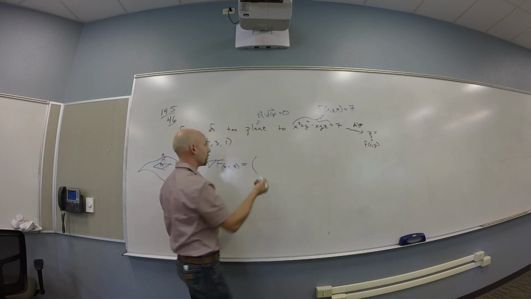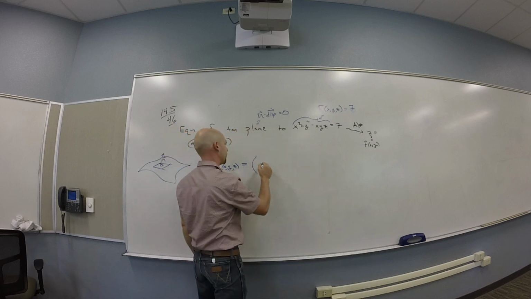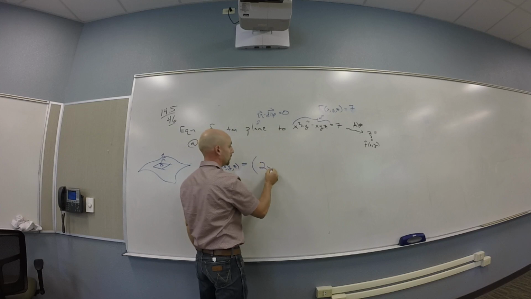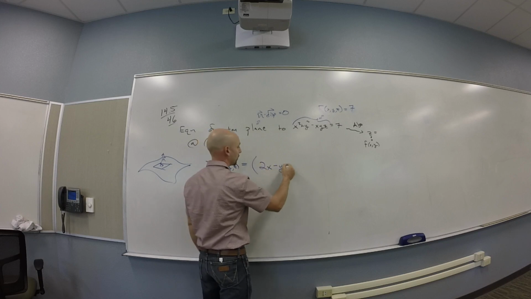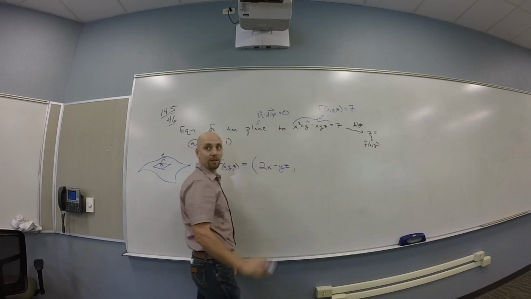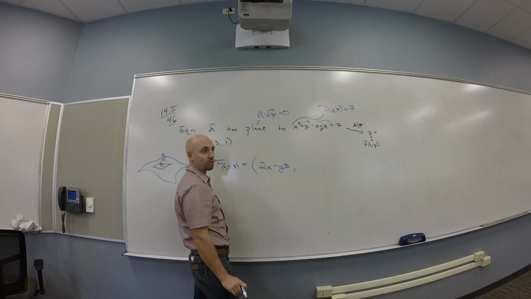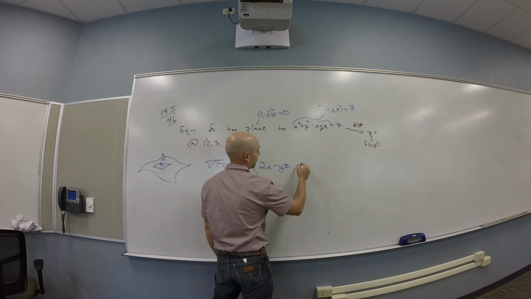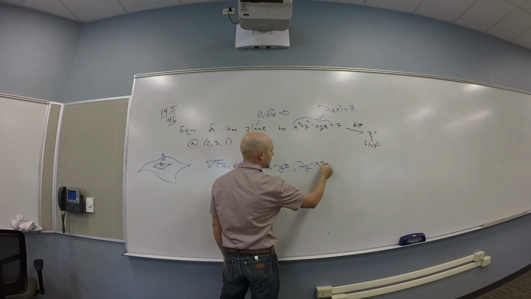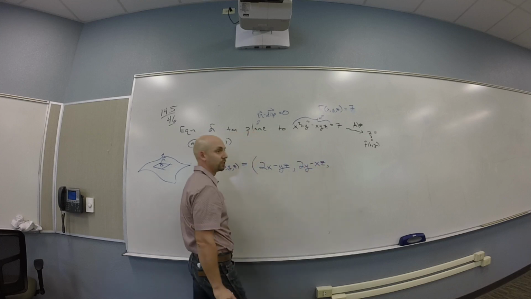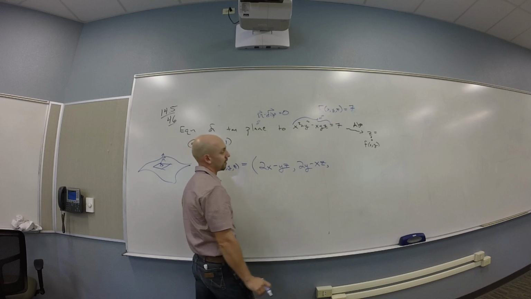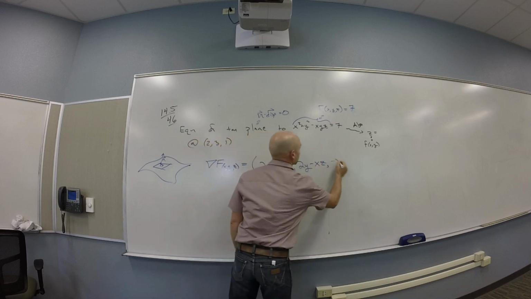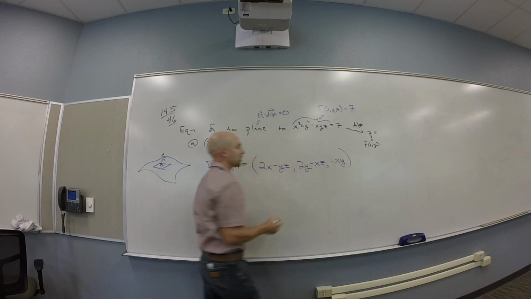Okay, so I take the partial with respect to x. What do you get? 2x minus yz. Beautiful. And when you take the partial with respect to y, you get 2y minus xz. And when you take the partial with respect to z, you get negative xy. Very close, negative xy. And that's all a vector, right?